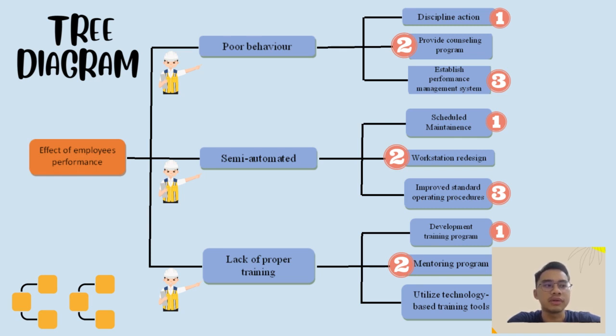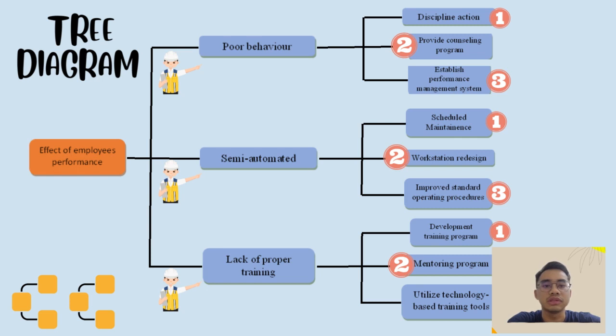And for the semi-automate, there were also three, which are scheduled maintenance, workstation design, and improve standard operating procedure. And lastly, for the main cause, lack of proper training, there were also three solutions that we made, which are develop a training program, mentoring program, and utilize technology-based training tools. And for poor behavior, we recommend that disciplinary action is the best solution for employees.